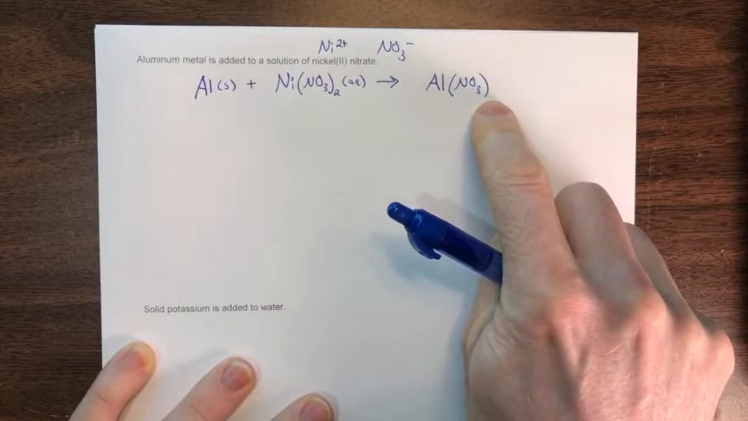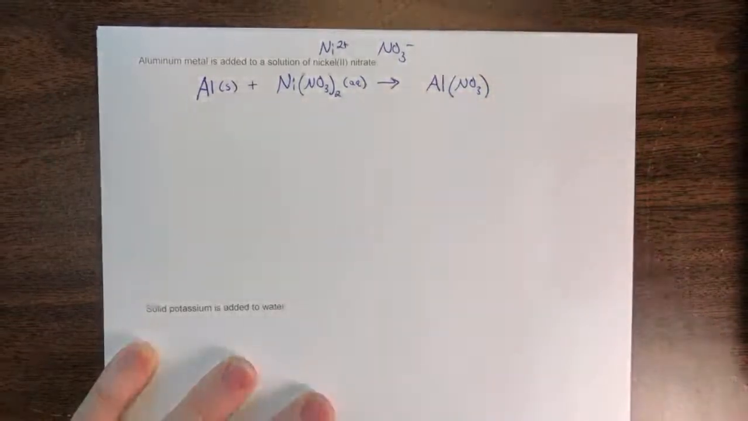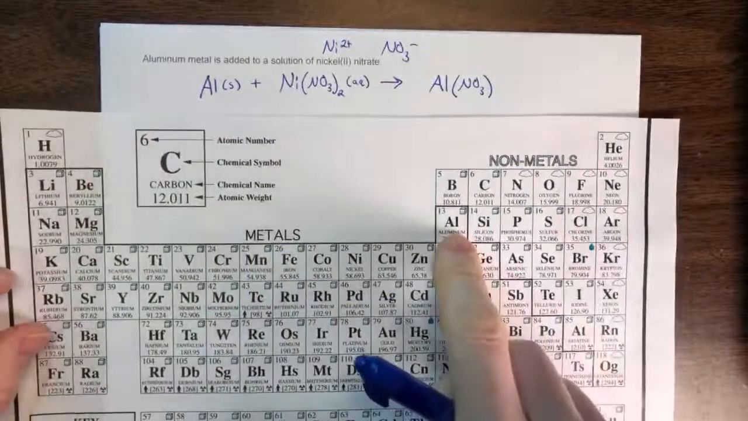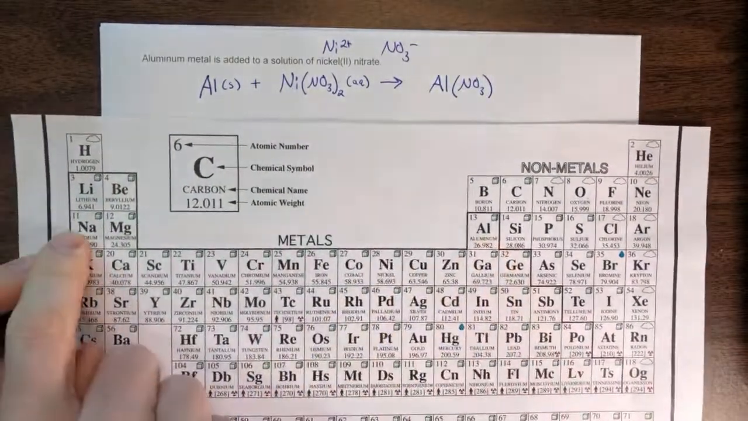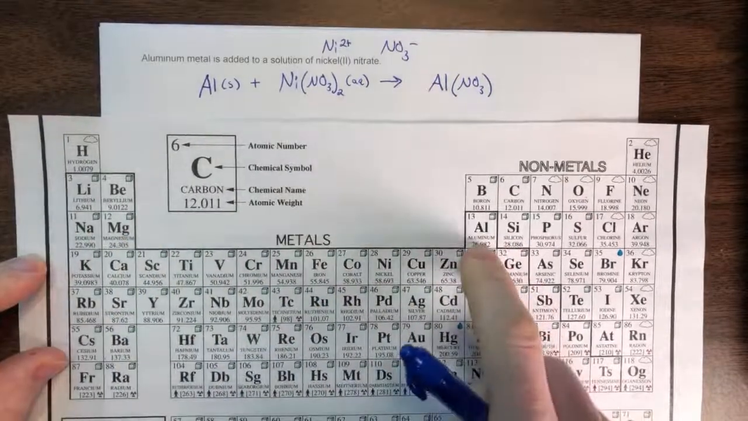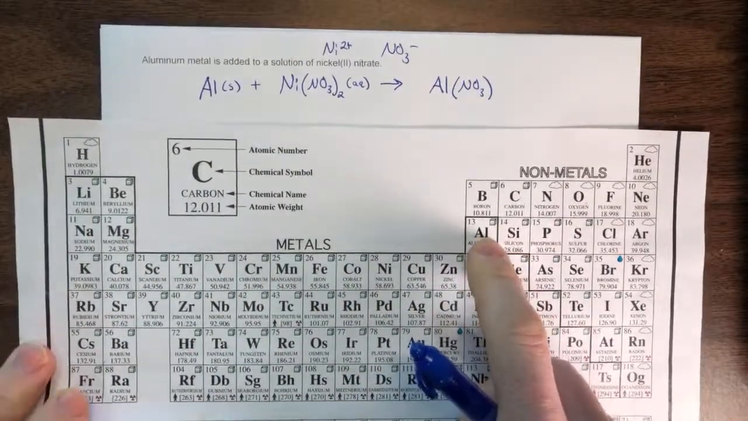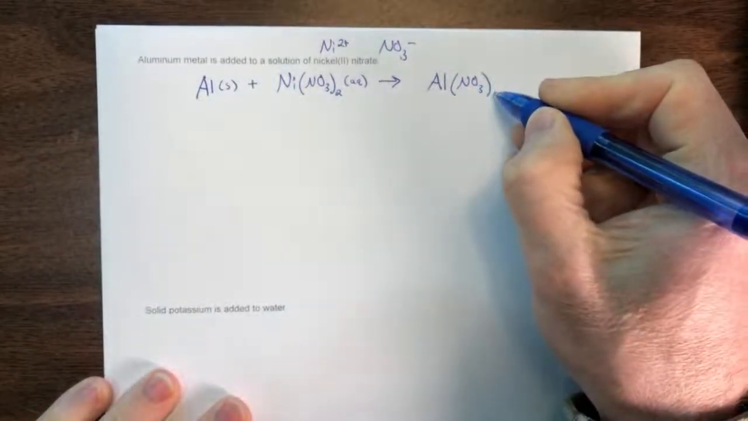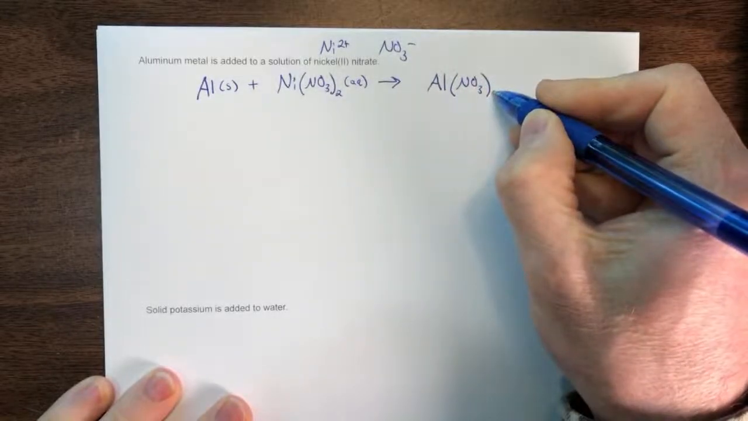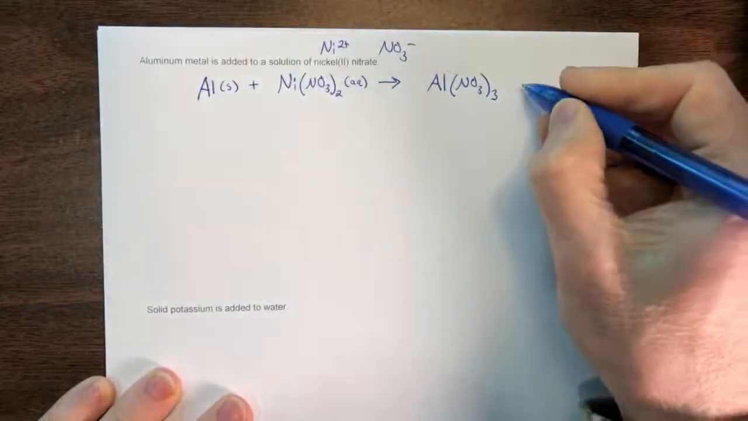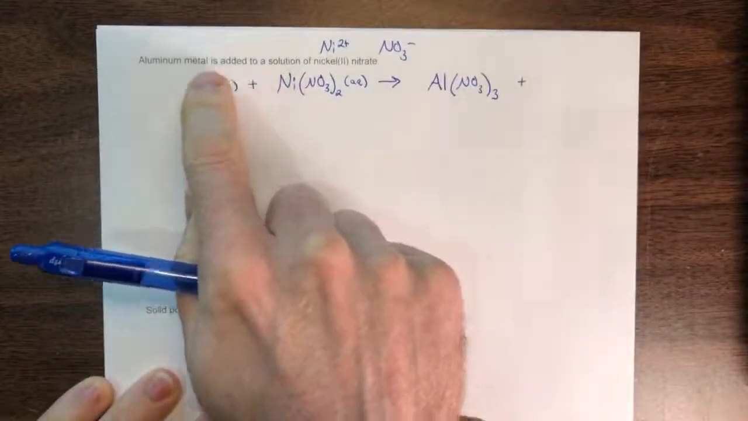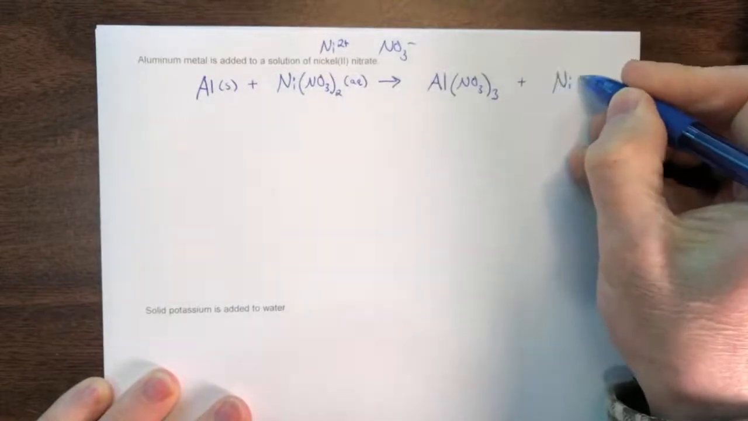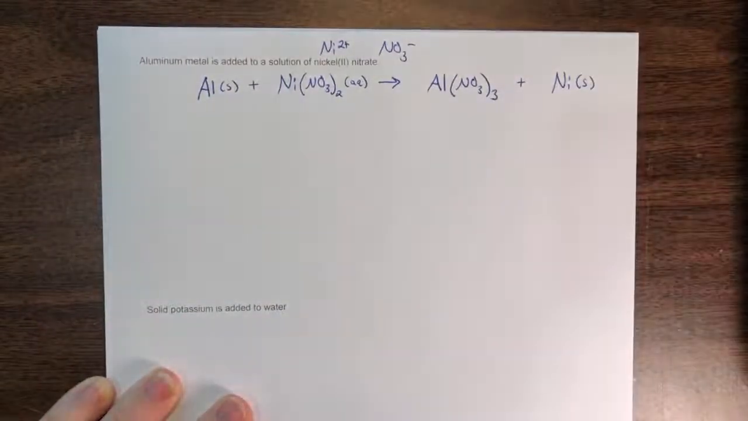And the question is, well, what's the number here, right? Well, you can look at the table if you want and find aluminum there, but in this case you don't need to, because we know aluminum is always going to be what? +1 for the first column, +2, +3 for aluminum. So aluminum's always going to be +3 when it's an ionic compound. So we already know the aluminum nitrate has a formula of Al(NO3)3. So there has to be 3 nitrates. Plus we have nickel, right? So we have nickel metal being formed in this reaction.